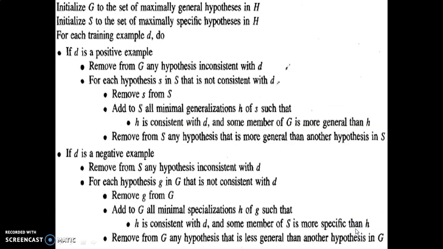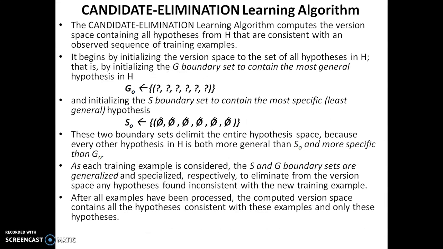Let us see the algorithm first. As the algorithm says, for the first step, we will have to initialize G to the set of maximally general hypotheses in H, as we have done in the previous slide. G equals all question marks. Another one is we initialize S to the set of maximally specific hypotheses in H, that is nothing but all null values.